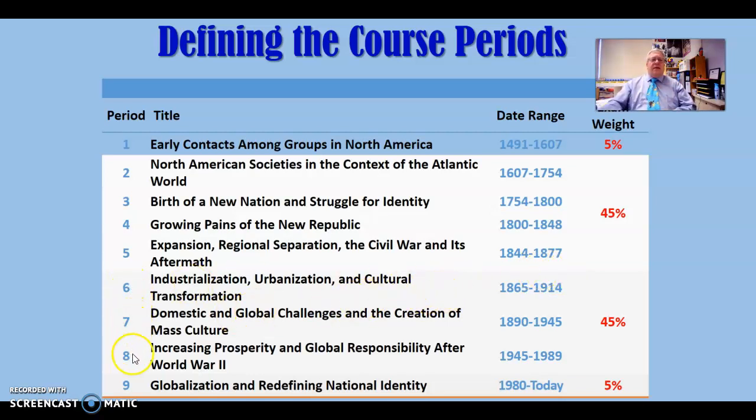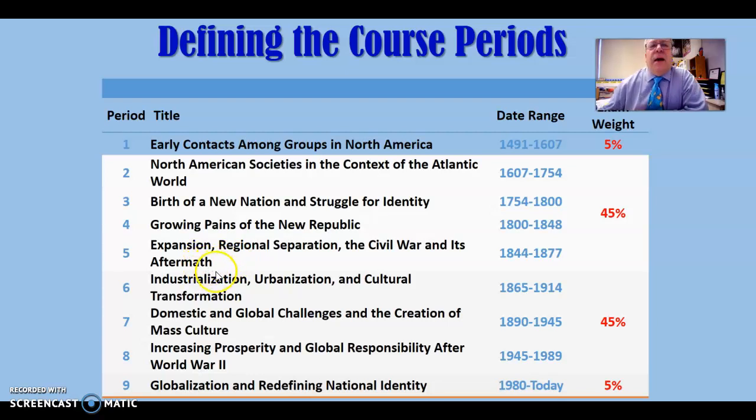Then in 6, 7, and 8, that's okay, but this part is 45%. So 45% of your exam is going to be between period 2 and 5, another 45% between 6 and 8. Okay, 5% here, 5% there is the least amount that's going to be on it at all. Okay, it stays within those percentage points.